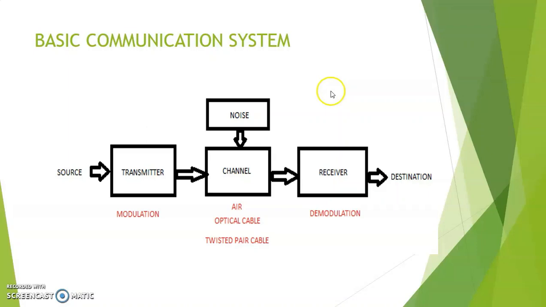This is the basic block diagram of a communication system. There will be a source of a signal which will be transmitted via the transmitter, and this is where modulation will take place. The signal is transmitted through a channel like air, optical cable, twisted pair cable, etc. While it is being transmitted, the signal can be affected by external noise also. Once it reaches the receiver, it has to be demodulated so as to get back the original signal, and then finally it will reach the destination.